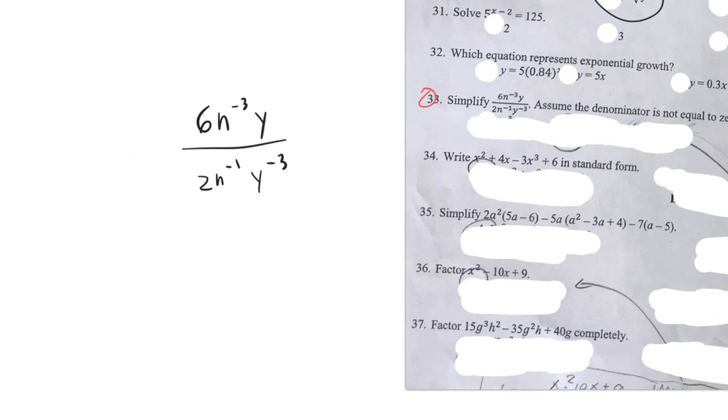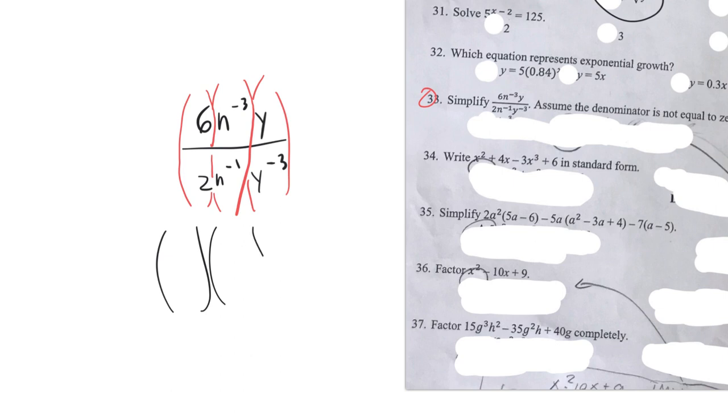All right, looking at problem number 33. Simplify that thing. I'm going to go with the silo method again. It's 6n to the negative 3 times y all over 2n to the negative 1 times y to the negative 3. So we're going to do silos. We separate this part out. You separate these guys. We can separate these. So we would have 3 silos.